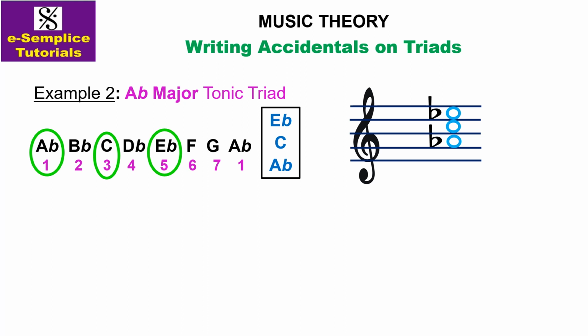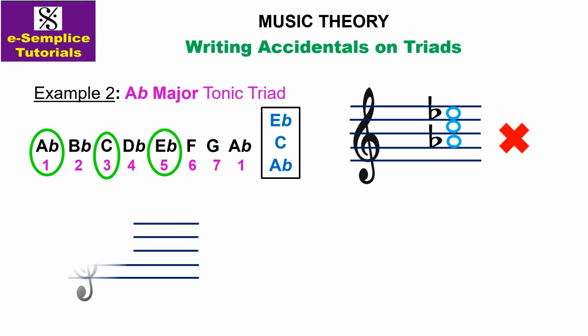Is this correct or wrong? This is wrong, because the flat of the tonic is written directly under the flat of the fifth note. That is the flat of E. Let's look at another way.